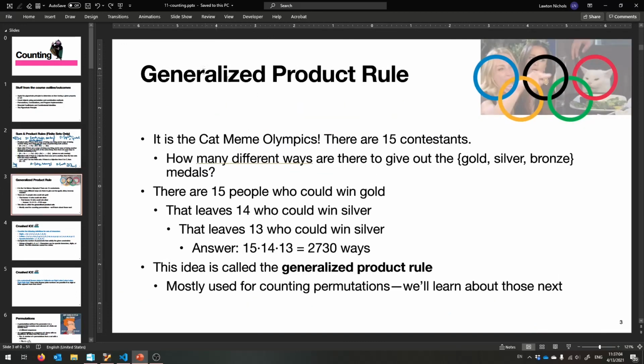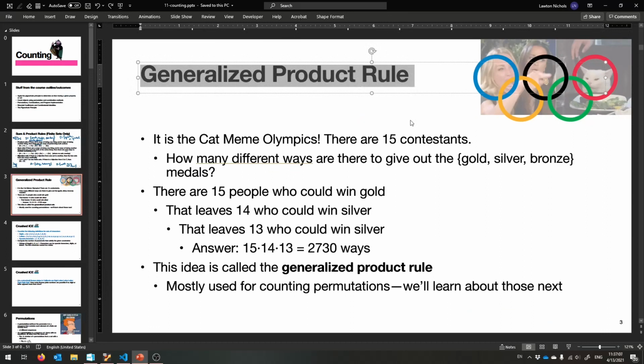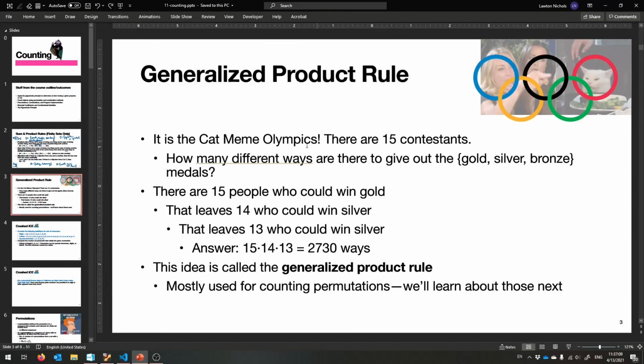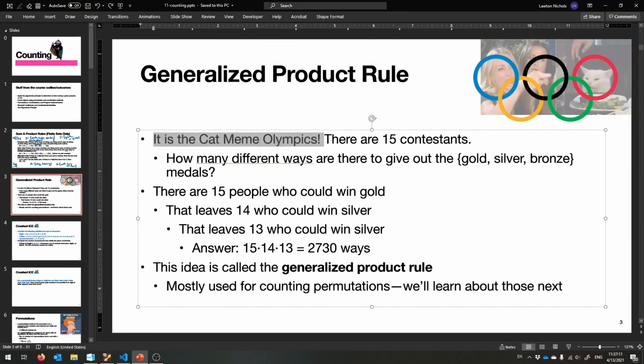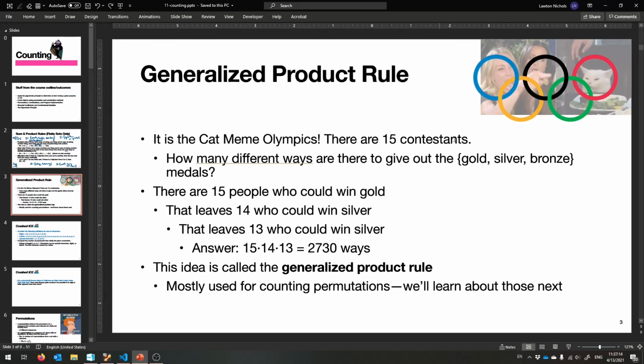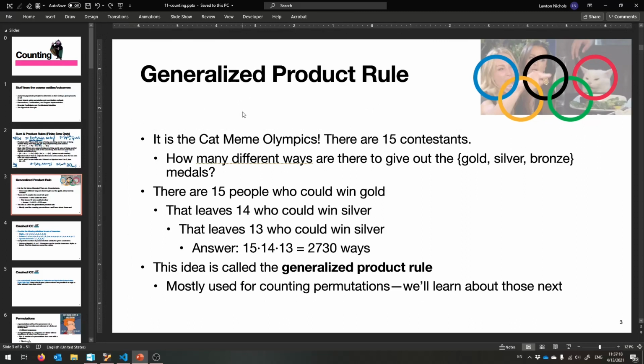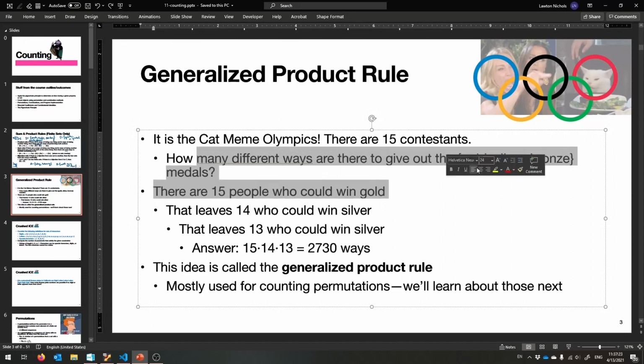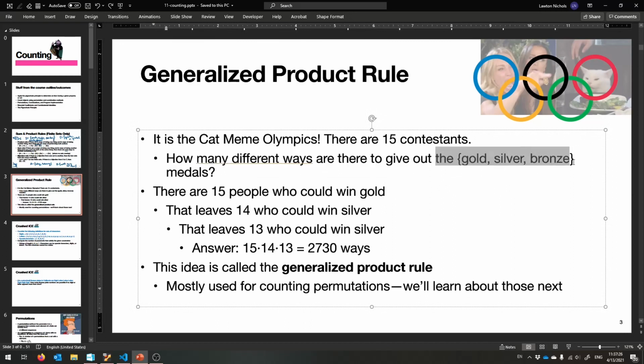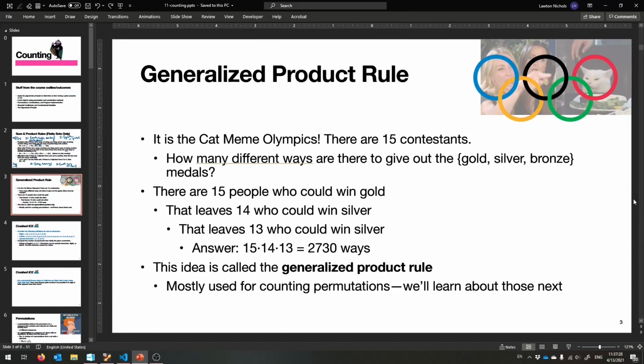So now let's talk about the generalized product rule, which will lead us to fun things. My example here is the cat meme Olympics, and we have 15 contestants on the field today. We want to figure out, before the game happens, how many different ways we could possibly give out gold, silver, or bronze medals. That's the example, and this is the way I want to teach you if you haven't learned it yet.